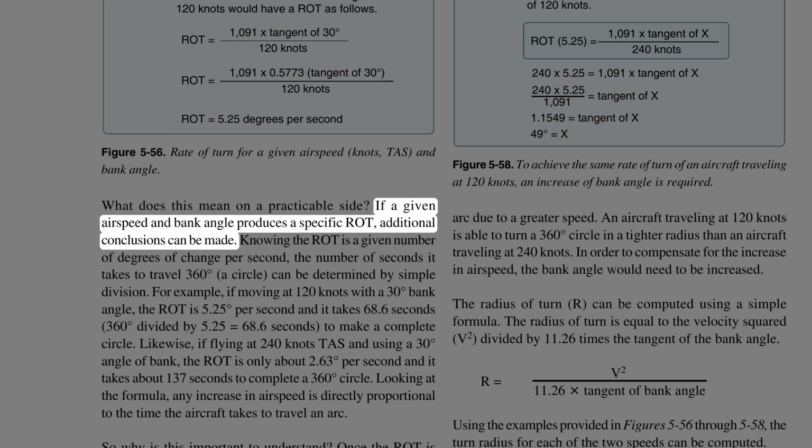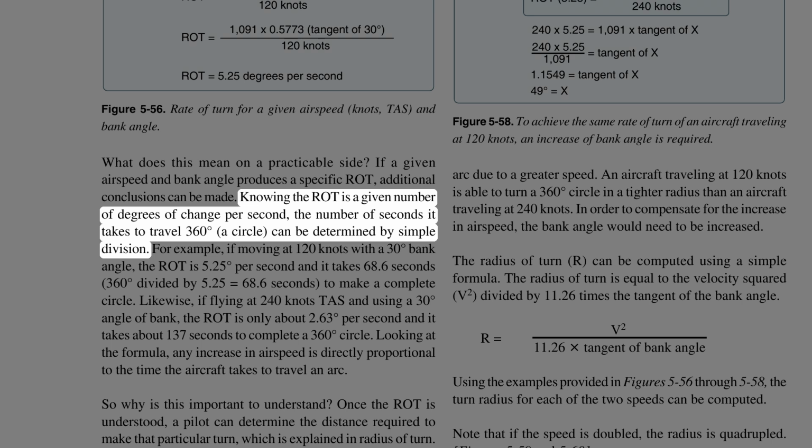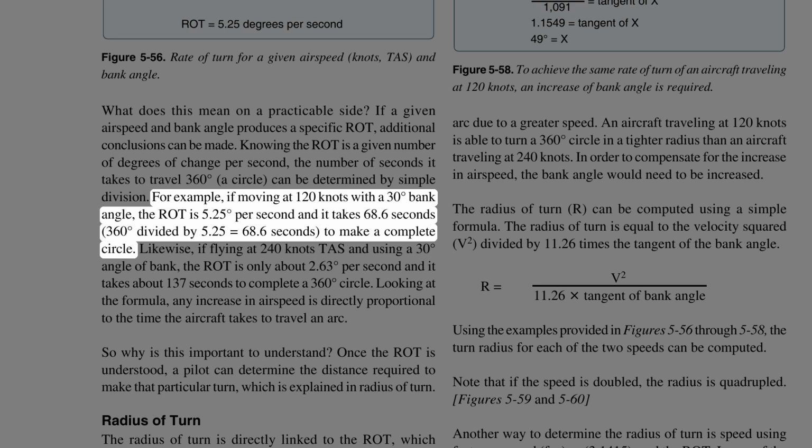If a given airspeed and bank angle produces a specific ROT, additional conclusions can be made. Knowing the ROT is a given number of degrees of change per second, the number of seconds it takes to travel 360 degrees, a circle, can be determined by simple division. For example, if moving at 120 knots with a 30 degree bank angle, the ROT is 5.25 degrees per second and it takes 68.6 seconds (360 degrees divided by 5.25 equals 68.6 seconds) to make a complete circle.